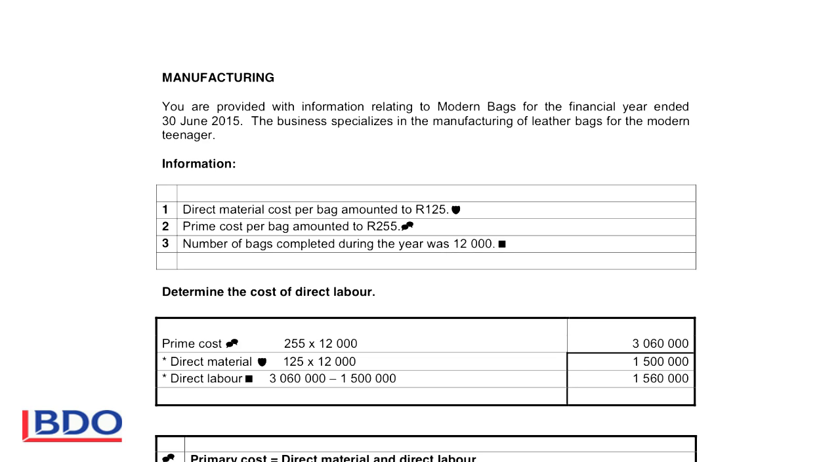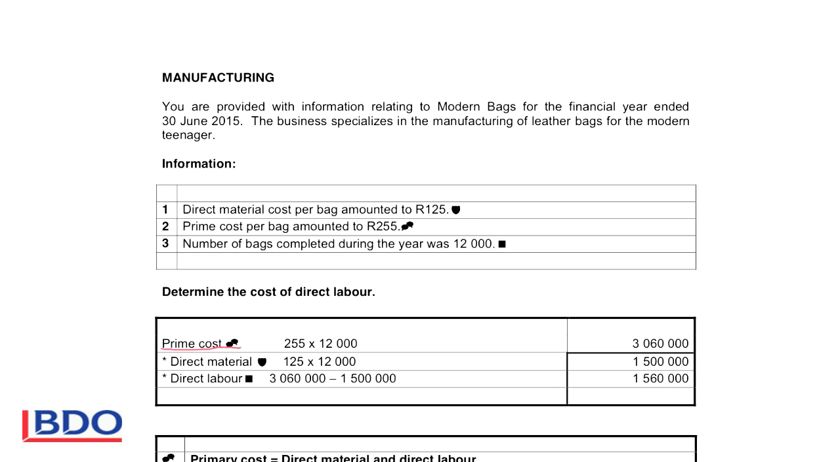Now, what's very important is that you must know that primary costs consist of direct materials and direct labor. So it means that if they don't give you both, you must know that the primary cost is direct material and direct labor. You can't produce anything if you don't have material. And if you've got material and you don't have anybody to change the material into something useful, you can't make anything. That is why direct material and direct labor is your primary cost.